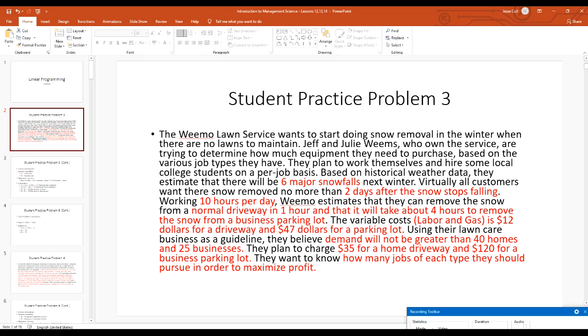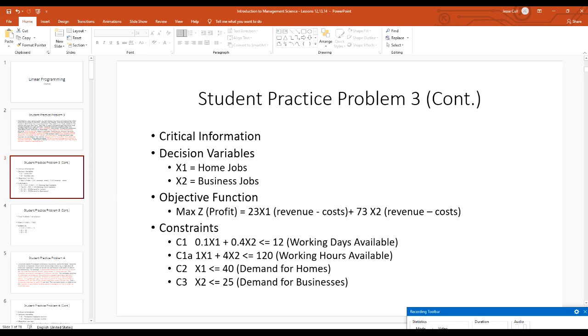Again, demand will not be greater than 25 businesses. So we come down here and we make x2 less than or equal to 25. So in that situation, we see that we have 3 constraints and an objective function that takes into account both revenue and costs.